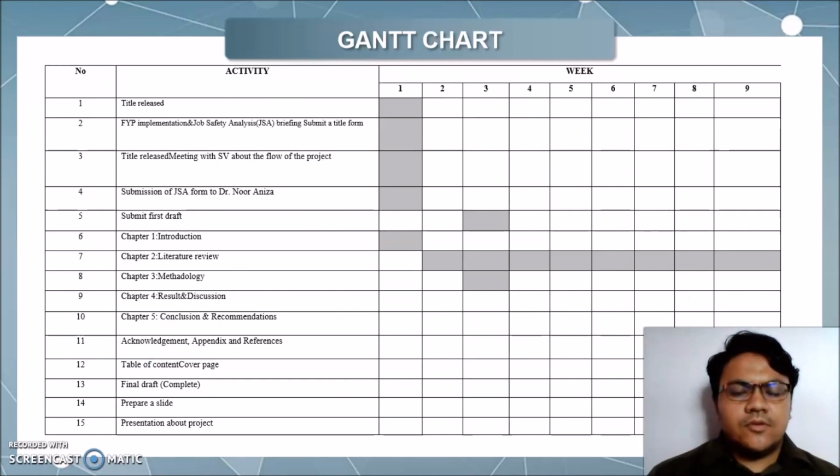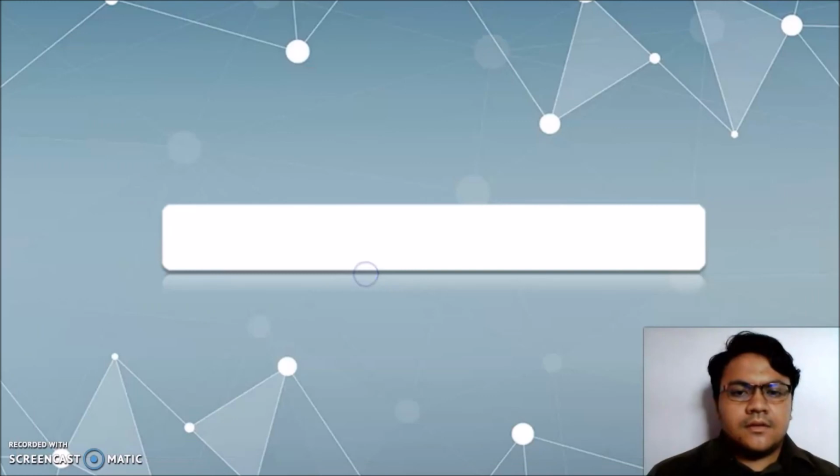Next, this is the Gantt chart that will be used for my final year project progression.